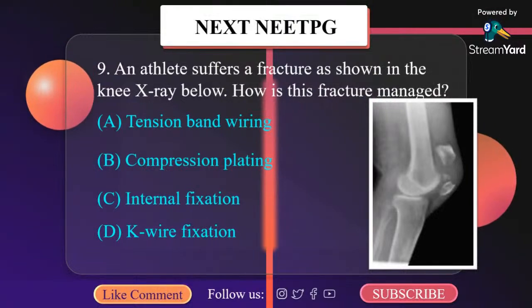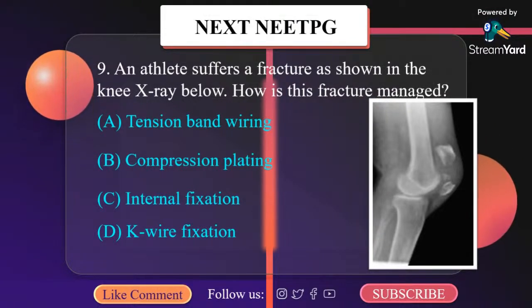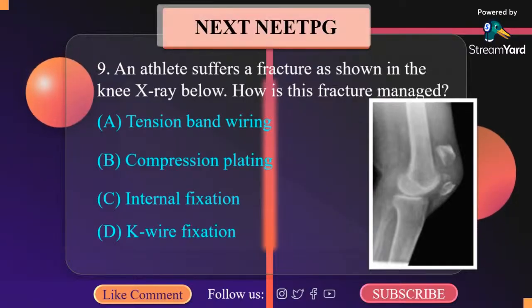An athlete suffers a fracture as shown in the knee X-ray below. How is the fracture managed? A. Tension band wiring, B. Compression plating, C. Internal fixation, D. Wire fixation. It is tension band wiring.